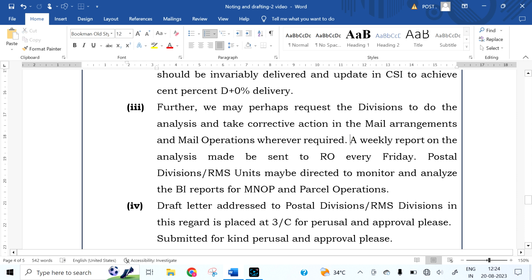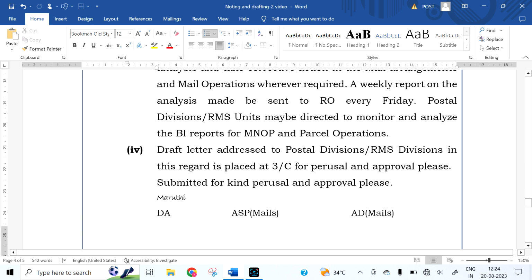A weekly report on analysis made to be sent to our regional office every Friday, and postal divisions and RMS units may be directed to monitor and analyze the BI reports for MNOP and parcel operations. So these instructions are to be given. So where do we give the instructions? We shall be drafting a letter, that comes under drafting. So the draft letter addressed to postal divisions, RMS divisions in this regard is placed at 3C.